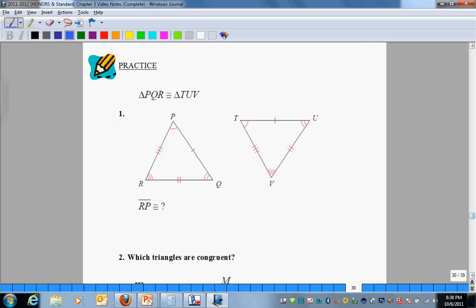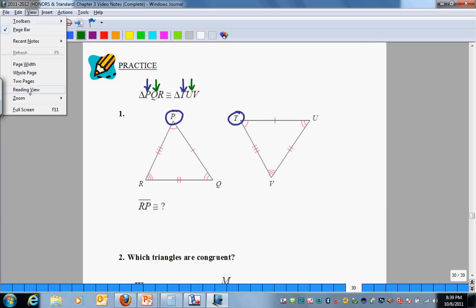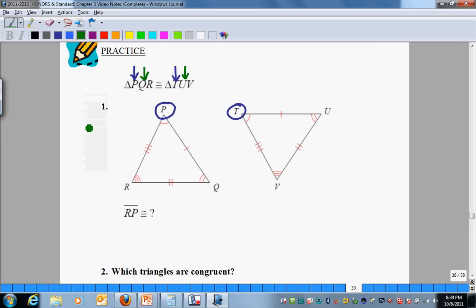Let's try a couple practice problems here. We are told that PQR is congruent to TUV. First off, let's align the letters. P goes with T. It's helpful if you have colors here. I'm going to color code P and T, so I'm going to circle P in blue and T in blue. We see Q and U go together. I'm going to color code those with green.